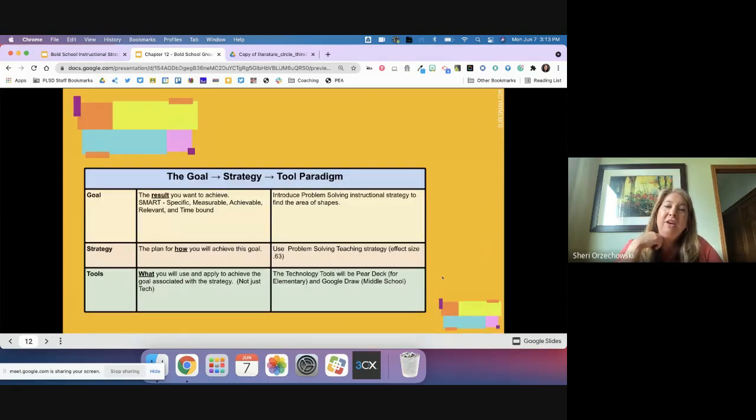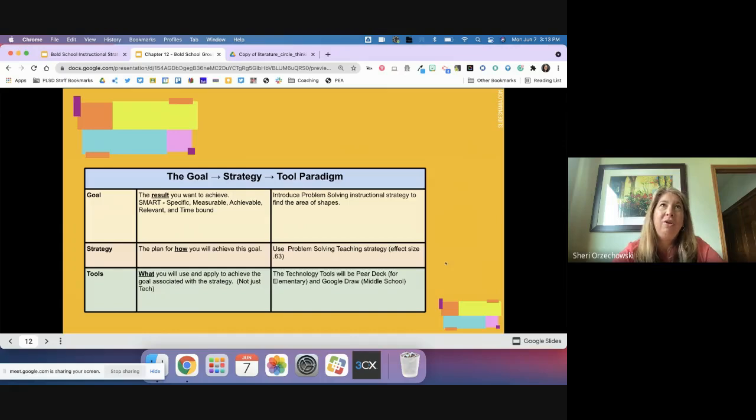All right, the goal strategy tool paradigm that was given: you introduce the problem solving instructional strategy to find the area of shapes. The effect size of that strategy is 0.63. And then you could use Peer Deck for elementary, Google Draw for middle school. The one that was given in the book, I didn't include. And now that I've seen everybody else include that one, I guess I should have. It was a high school art example.